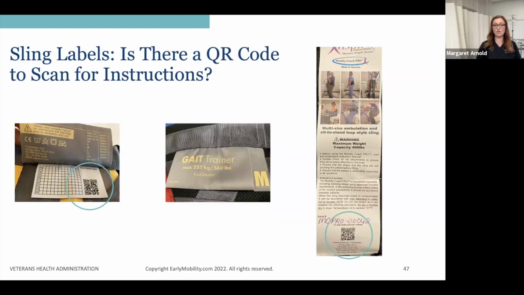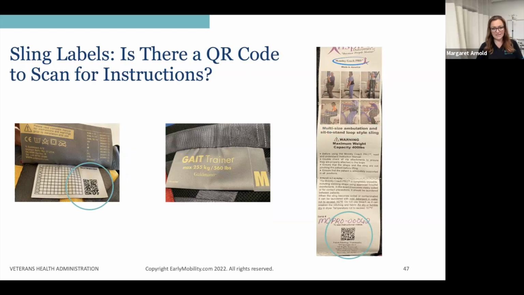Some slings have a QR code to scan for instructions. This is a very helpful feature that helps you go right to the instruction page of the manufacturer for that particular product. It just helps skip a couple of steps in terms of looking at the IFU. But again, it's not a necessary feature. It's just a feature that is a little bit more convenient for you.